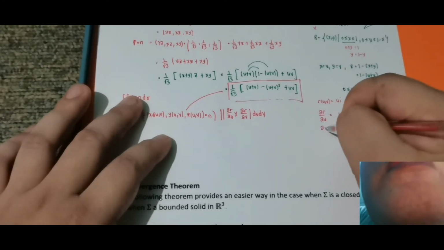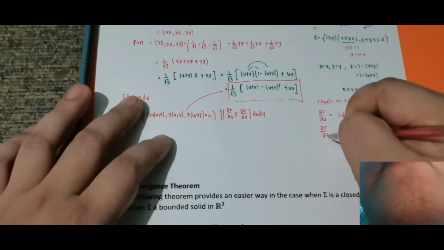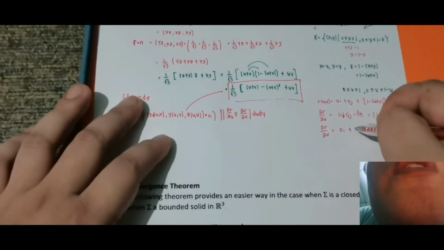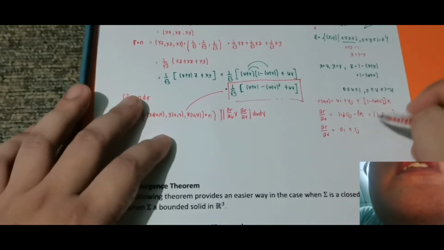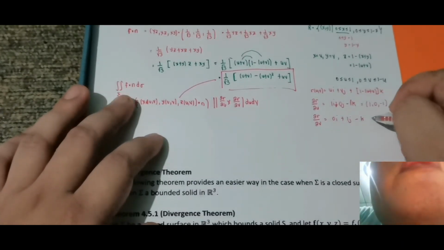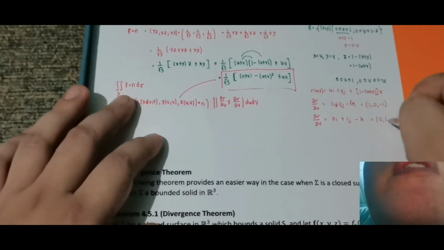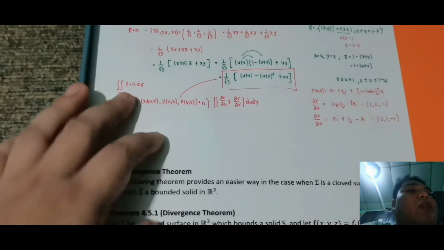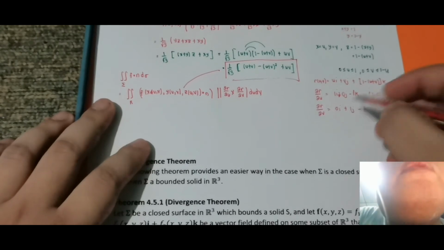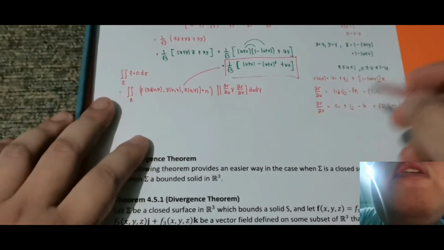Next is the partial derivative of r with respect to b. This is just equal to 0i, then plus 1j, then minus k, because it's still b. So this is simply equivalent to 0, 1, negative 1. So just take the dot product of those two. Obviously, what is the dot product?